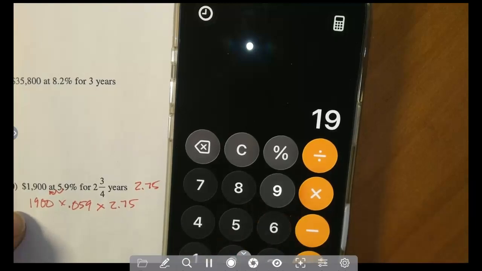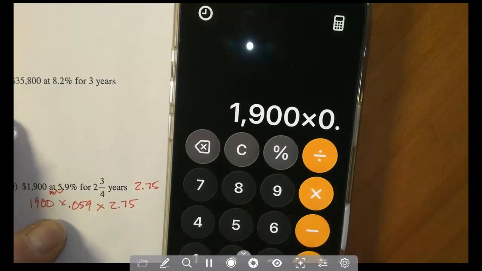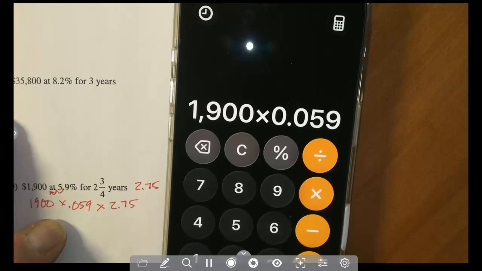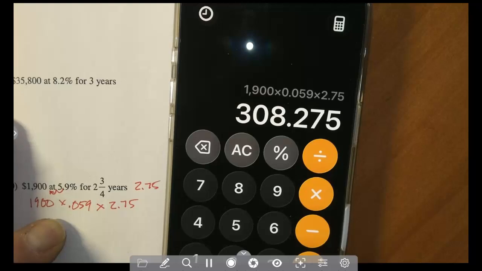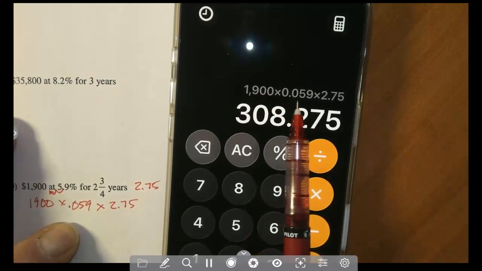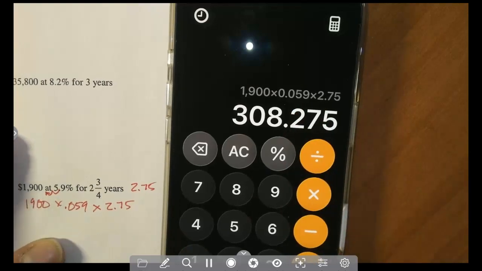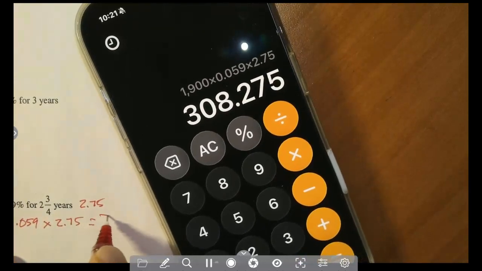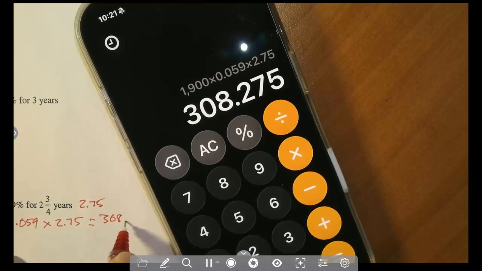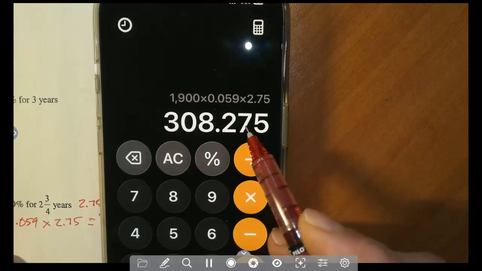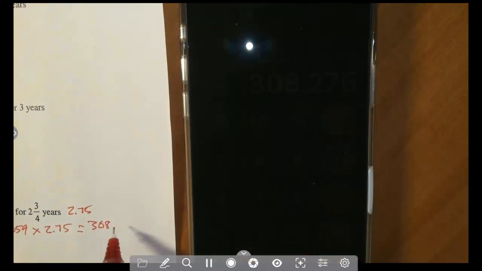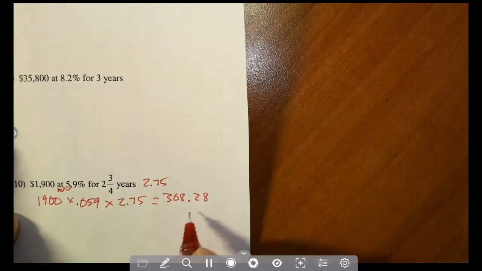So 1,900 times 0.059 times 2.75 equals. Now I'm just going to double check it here before I look at it. Here's 1,900 times 0.059 times 2.75. So that is 308 point, well, this number here is big enough to round that up to make that 28 cents. So 308.28. Okay. Now I have to take the 1,900 and I have to add that.